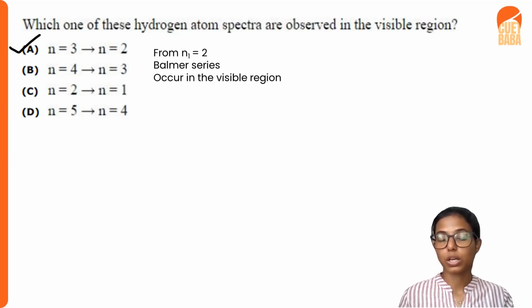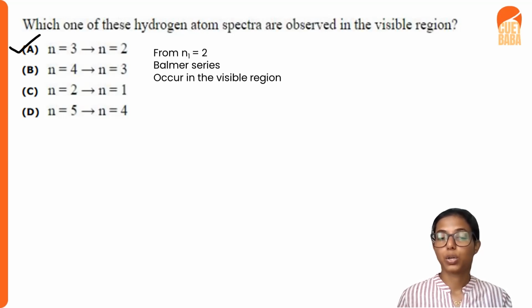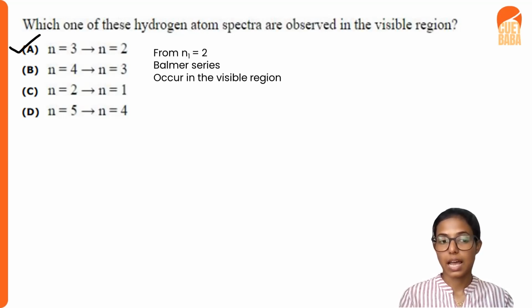Such transitions to n1 equal to 2 are called the Balmer series, and so the first option, n equal to 3 to n1 equal to 2, is observed in the visible region because it is a Balmer series. When n1 equal to 1, it will be the Lyman series, which will be observed in the UV region, and n1 equal to 2 is observed in the visible region. It is a Balmer series. The rest will be observed in the infrared region. So our correct answer will be n2 equal to 3 to n1 equal to 2. It is observed in the visible region.